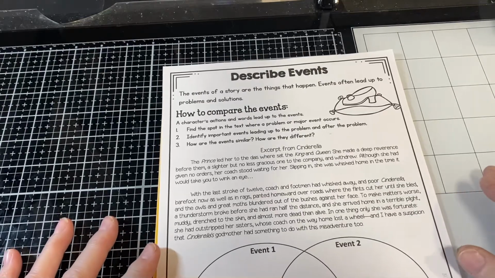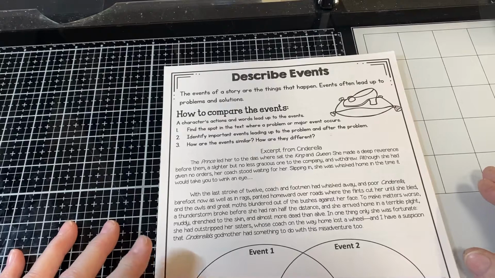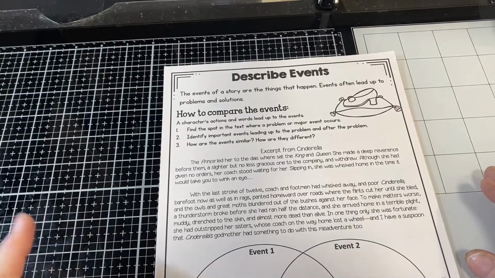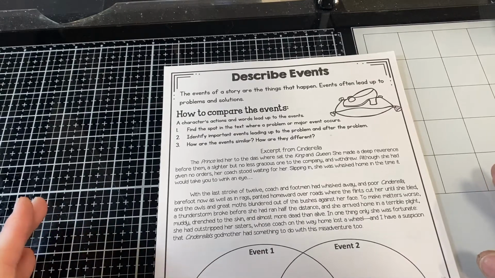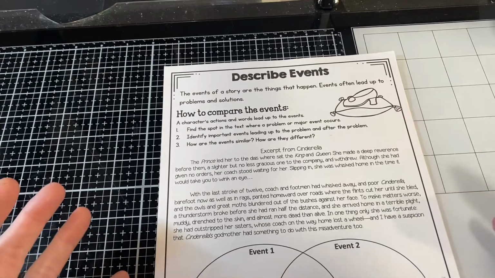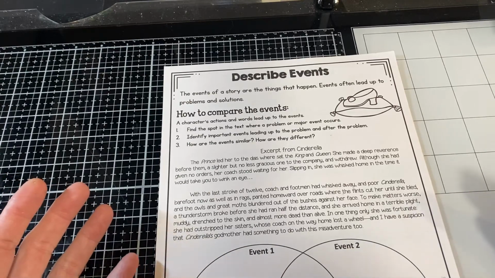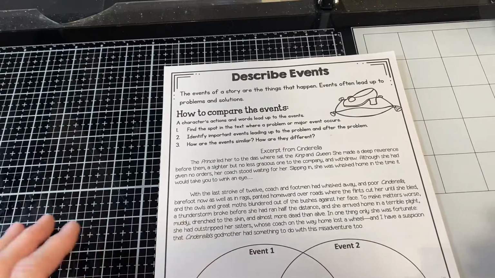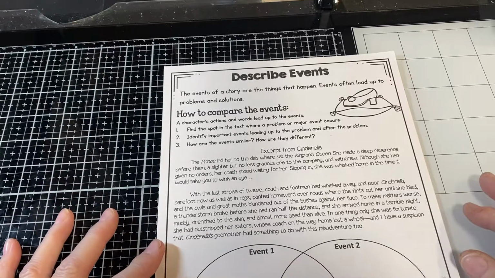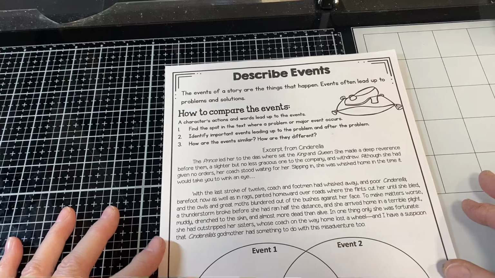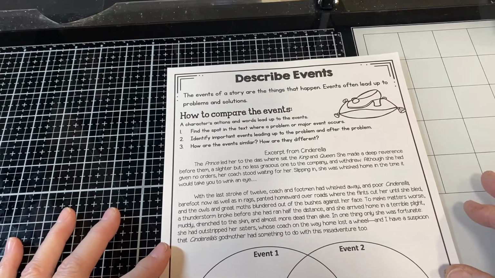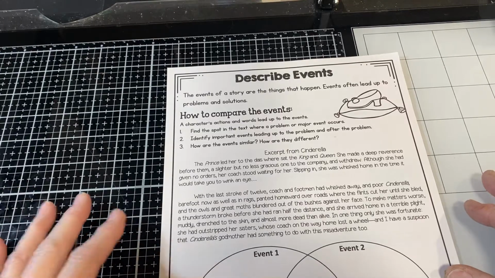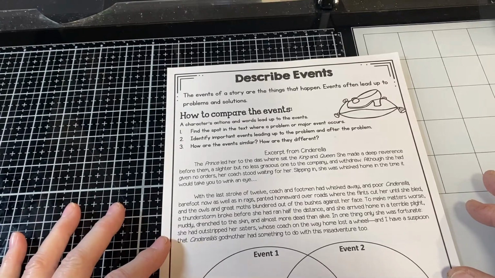How to compare the events. A character's actions and words lead up to the events. So basically what they're saying is what the characters do, what occurs in the story, is what leads up to the events that take place. Find the spot in the text where a problem or a major event occurs. Identify important events leading up to the problem and again after the problem. How are the events similar?